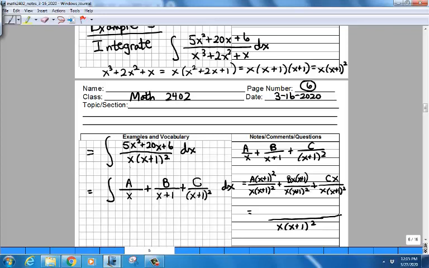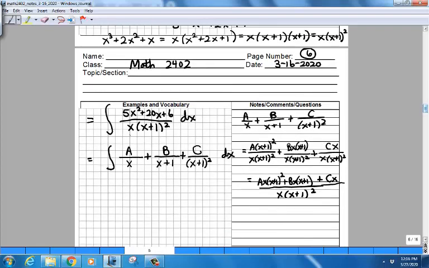And now, when all those fractions have the same denominator, right, you can just add them all together, right? So you would get a times x plus 1 squared, right, plus b times just x plus 1 to the first power, and then plus c times x, right, all over x times x plus 1 squared.